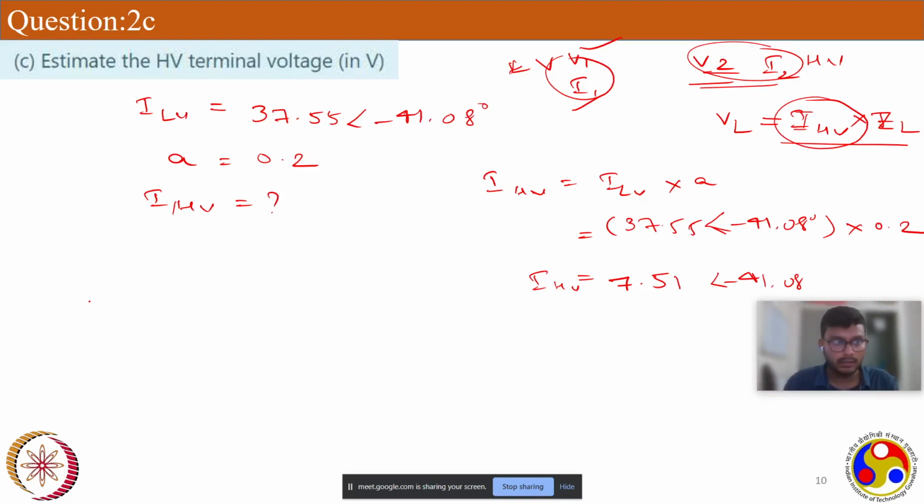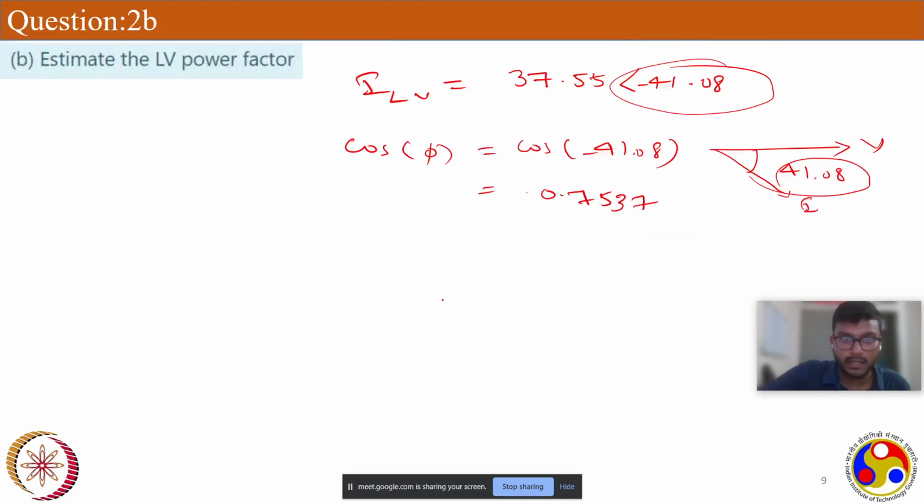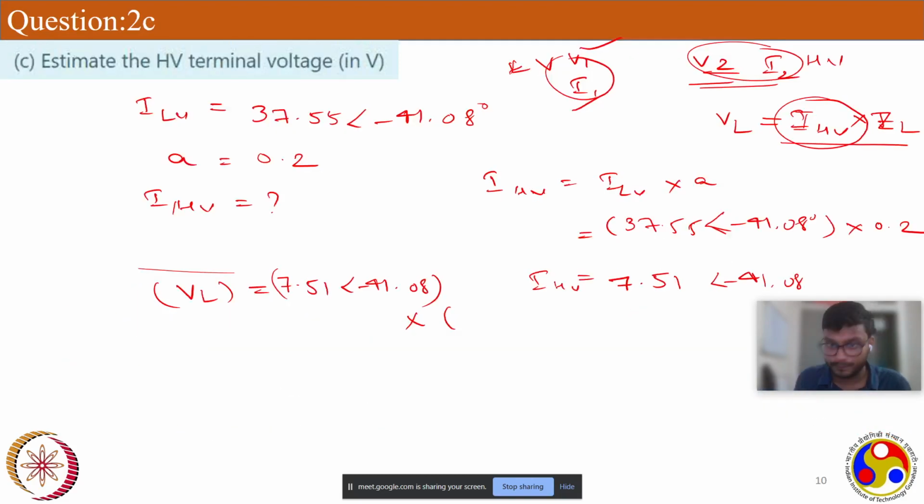Everyone just tally the answer we are getting. Now you just calculate the terminal voltage. That is 7.51 at an angle of minus 41.08 multiplied by ZL. How much is ZL? 50 plus j40. Please multiply and let's see what the answer is.